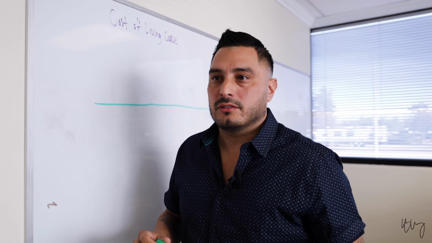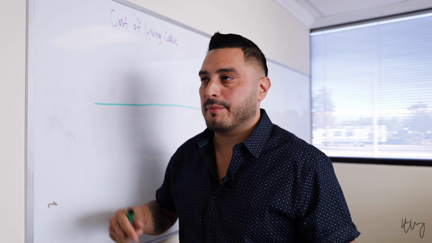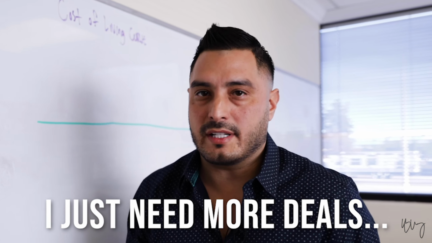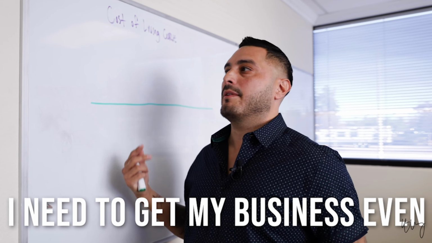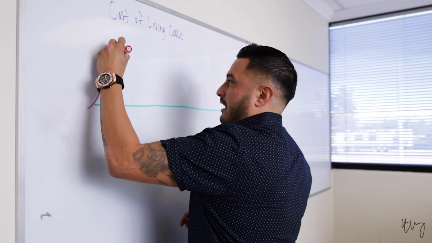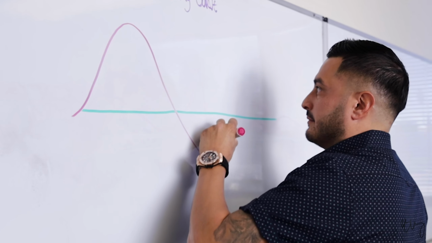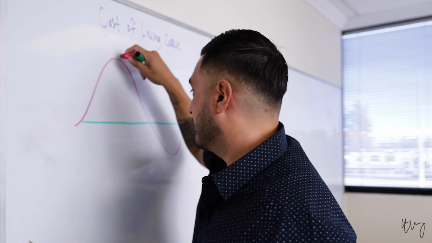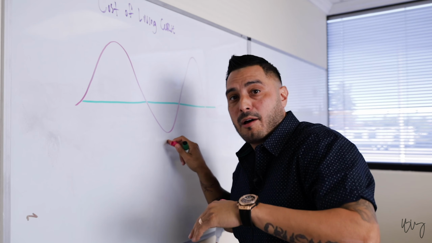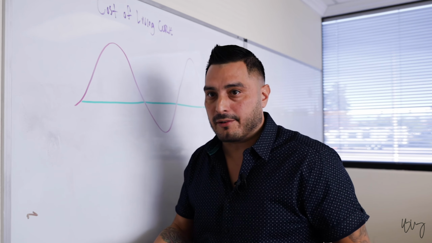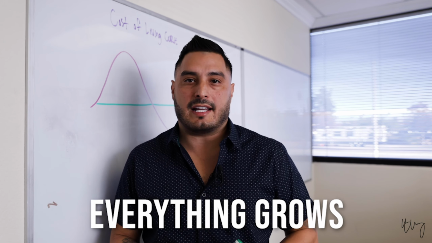What most of you, actually what everybody does until they learn this type of stuff, is they think, okay, I just need more deals. I need bigger deals. I need to get my business even bigger. And what ends up happening is the volatility just gets bigger. Now you're making more money up here, but you're also spending more money when you're going down, because more money in marketing, more money in payroll. You have to remember, as your company grows, everything grows.